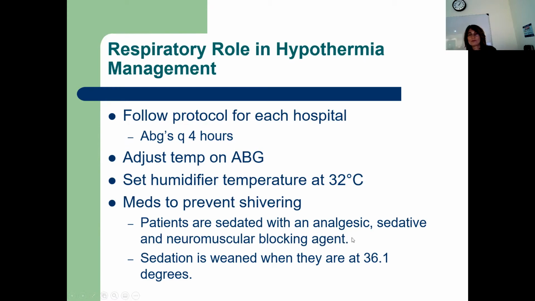So if you have a neuromuscular blocker, what are you guys seeing used? Like rocuronium is probably the most common. And then which one is short acting? Very good. And then sedation is weaned once the temperature is at 36.1. Well, that doesn't make sense. I would imagine their sedation is weaned when they're back to 37 degrees.